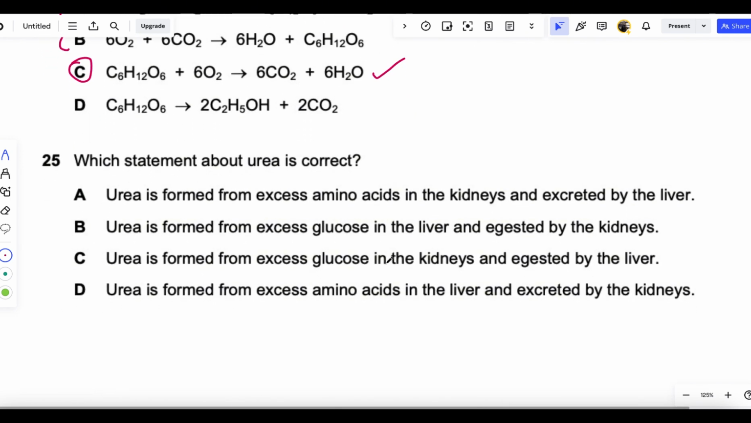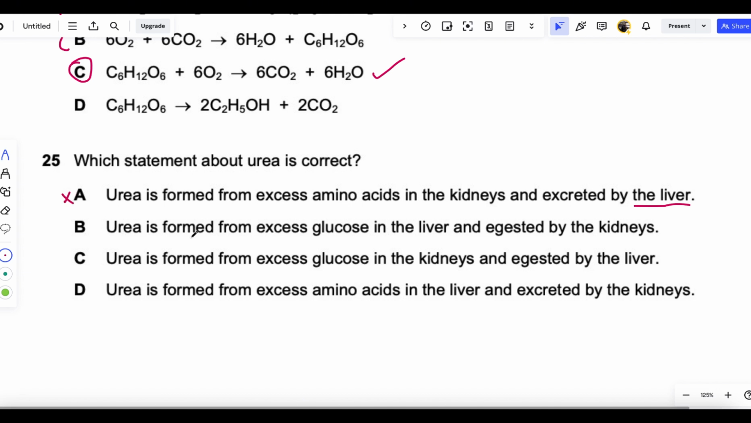25. Which statement about urea is correct? Urea is formed from excess amino acids in the kidney and excreted by the liver. No, it's not excreted by the liver. The story at the beginning was looking good, but it says excreted by the liver, so this one is thrown out.